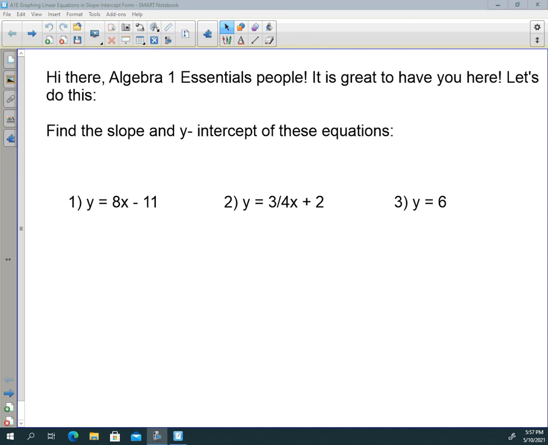Here is a little review of what we did last time. We found the slope and the y-intercept of equations that look like this. So if you'll pause this video and try these on your own, and then when you're ready, come on back and we'll talk about it.